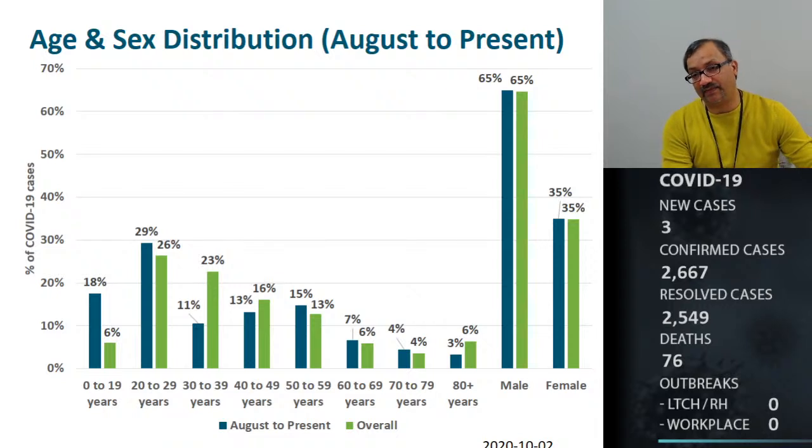This particular graph is not focusing just on the last 2 weeks, but taking it further back to August. What we can see from August is a similar trend. The overall male-female distribution stayed the same compared to the overall pandemic versus cases from August to this point. What we also notice is that the ages 20 to 29 continue to be the highest proportion of cases in the region since August.